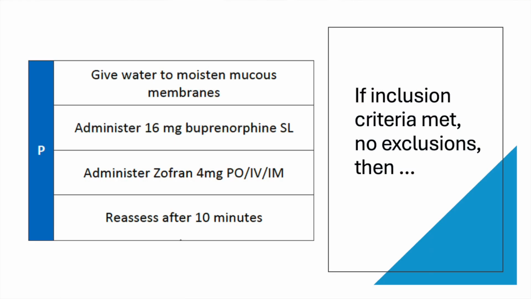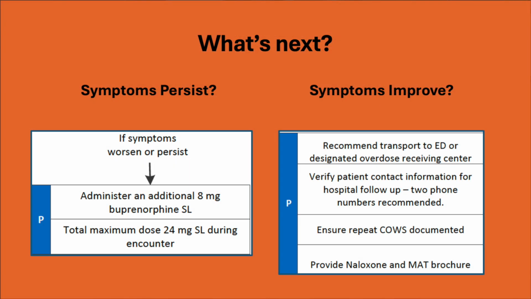So how do you give it? You moisten their membranes a little bit, 16 milligrams sublingual. That's right. Buprenorphine, and then I talked about administering the Zofran, and then you reassess them after 10 minutes. If after 10 minutes they need more, you can give them an additional 8. And if you need more than that, you can make base contact, right? It's not uncommon for some of these folks to need 32 milligrams before they're finally starting to calm down. If their symptoms improve, you recommend transport to the ED. This is under the buprenorphine policy, not under the TAD policy. But you recommend transport to the ED or a designated receiving center.